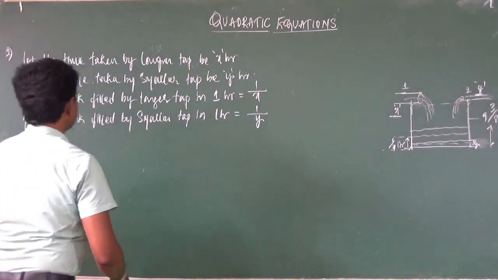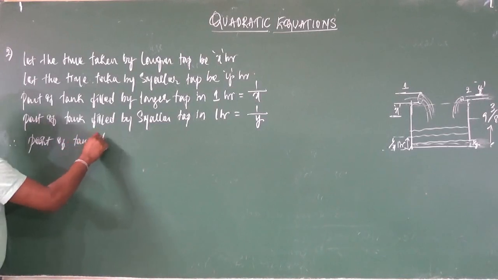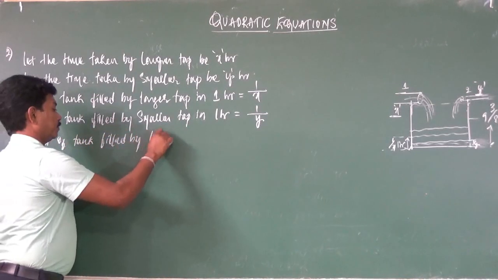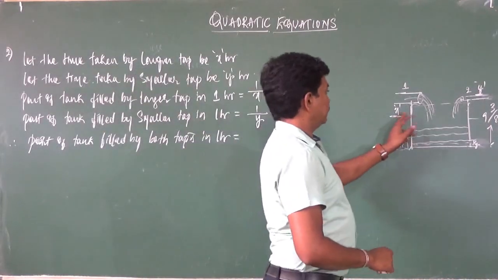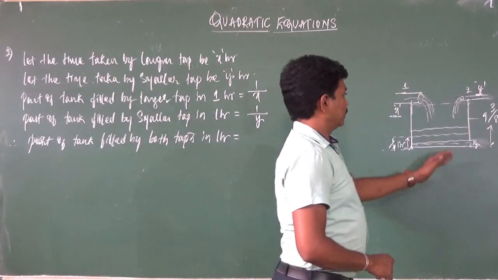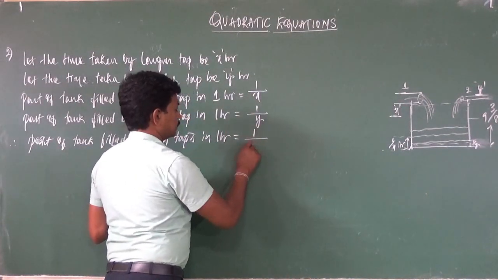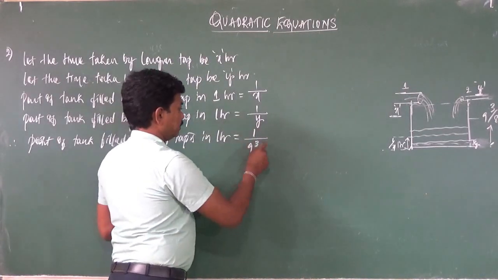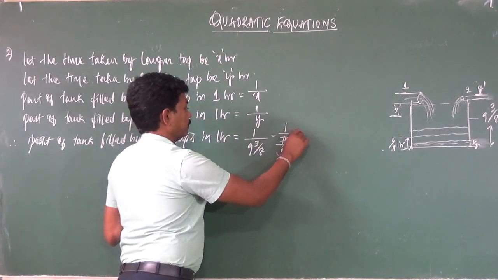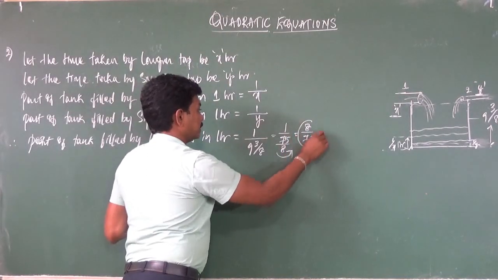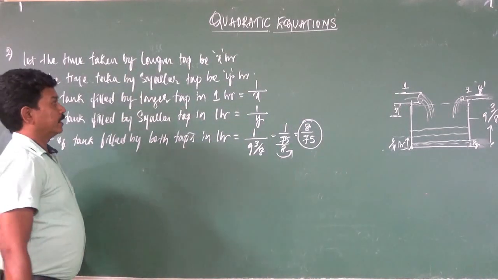Now we will calculate for both the taps in 1 hour, right? So the part of the tank filled by both taps in 1 hour. Together they are going to fill the tank in 9 by 8 hours, so that becomes 1 by 9 by 8. Here, 8 nines are 72 plus 3, so 1 by 75 by 8. When you take the reciprocal, it becomes 8 by 75. So this is the part of the tank filled by both the taps in 1 hour. Right? Okay? And then another condition is given.